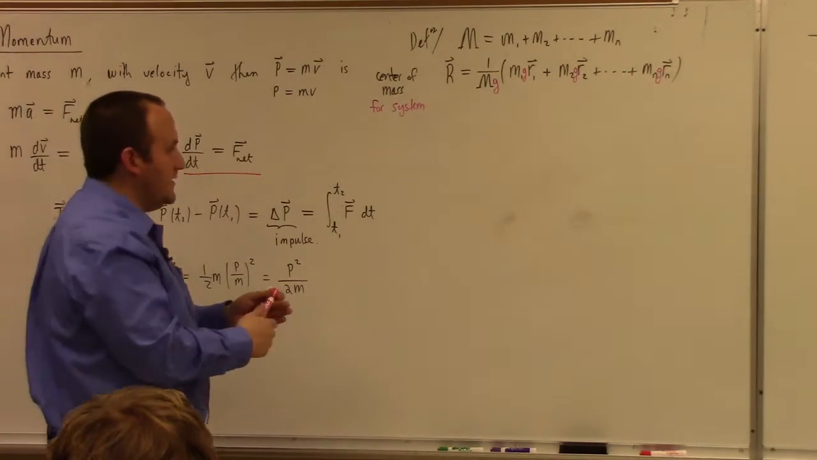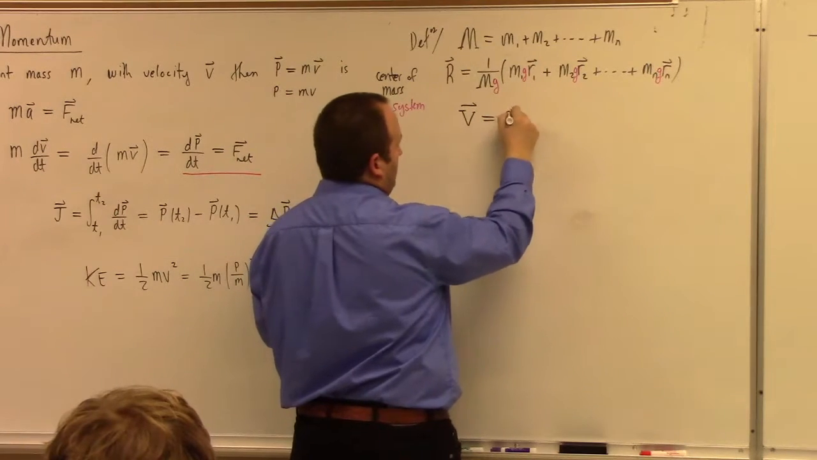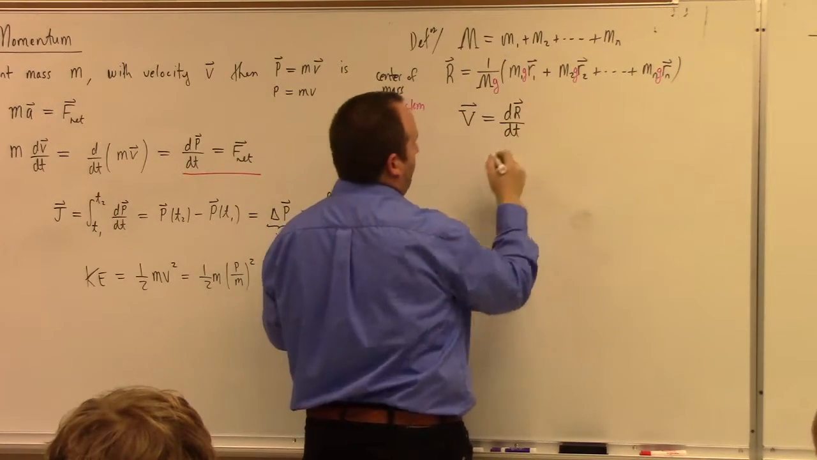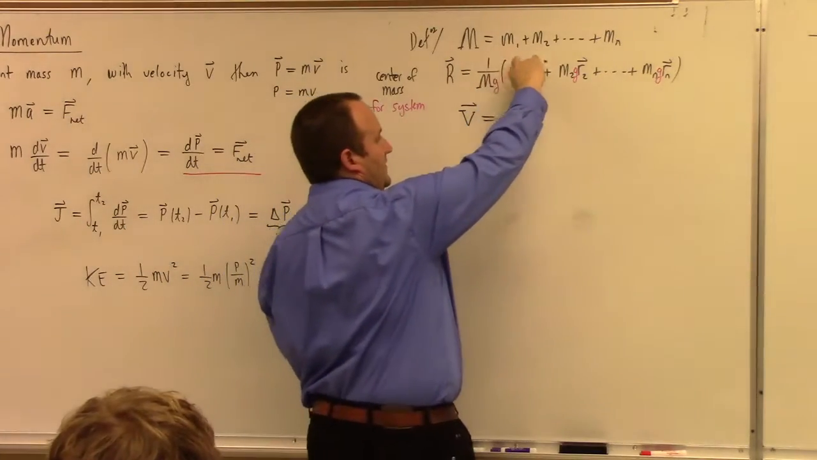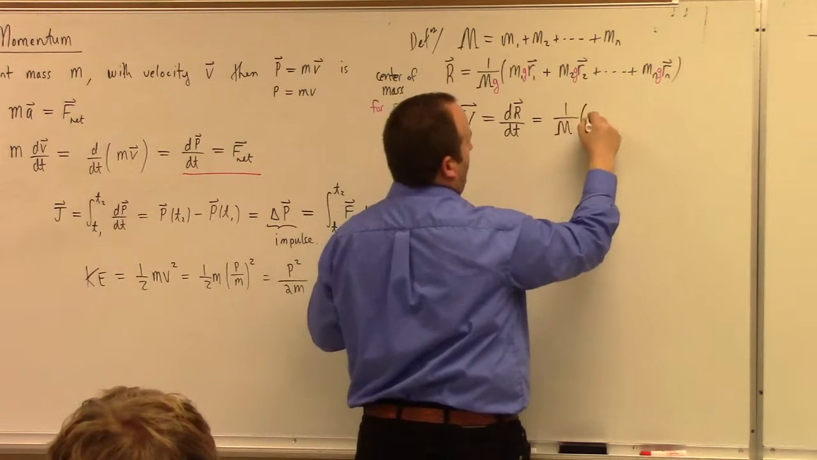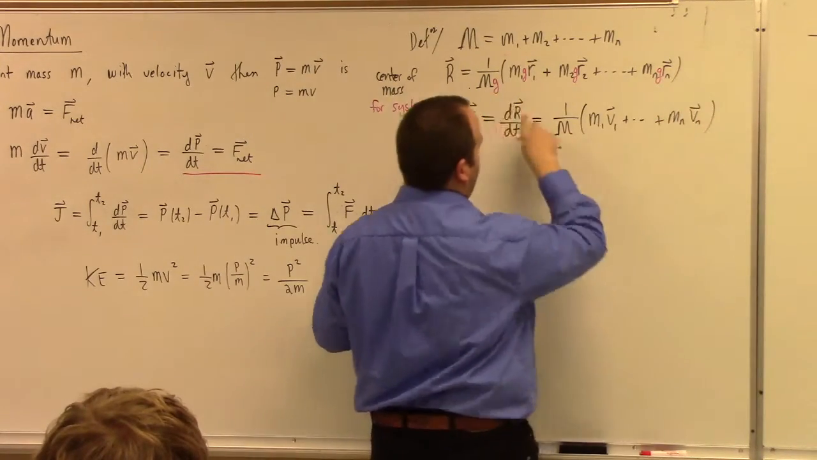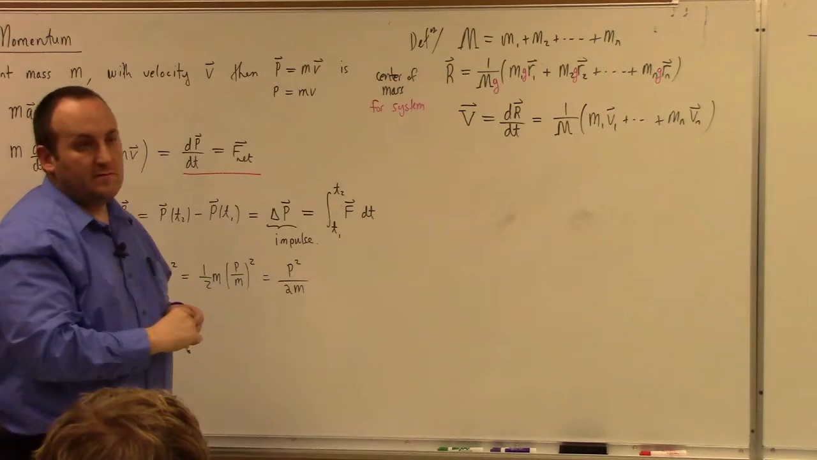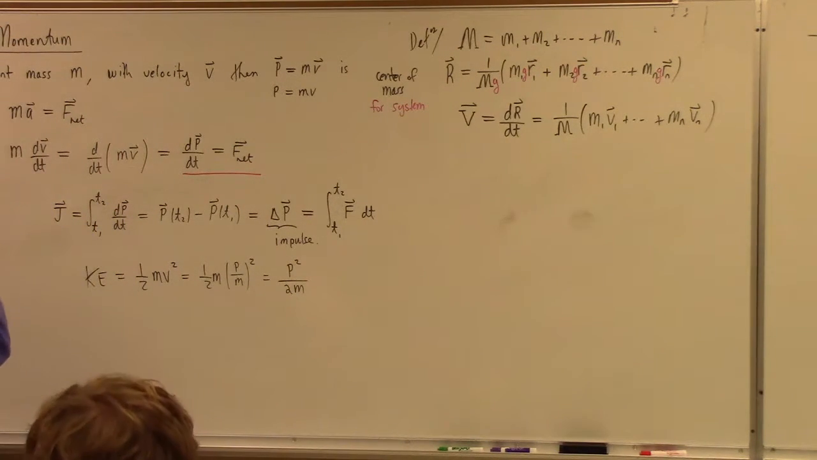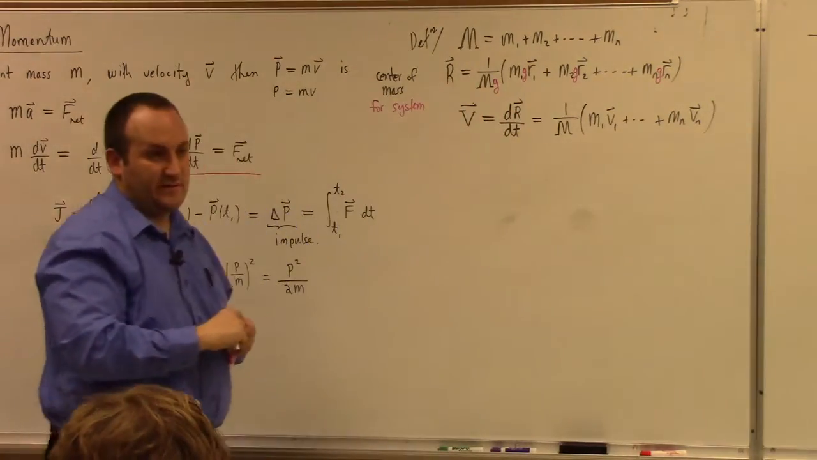Okay, and then if you differentiate this, that gives you the velocity of the center of mass. You can see what that is. This is a constant, so you just have 1 over M times m1 v1, ..., mn vn. Just differentiate this, you get dr1/dt, dr2/dt, drn/dt. Those are the velocities of the first, second, and nth particle. So this is the velocity of the center of mass as it relates to the velocities of the constituents of the system.